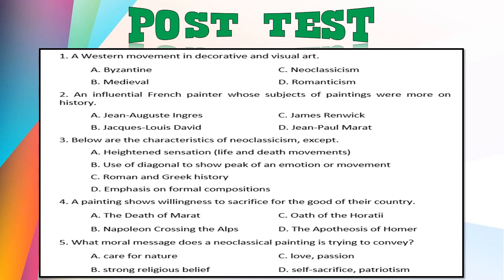Number 4. A painting shows willingness to sacrifice for the good of their country. A. The Death of Marat. B. Napoleon Crossing the Alps. C. Oath of the Horatii. D. The Apotheosis of Homer. And number 5. What moral message is a neoclassical painting trying to convey? A. Care for nature. B. Strong religious belief. C. Love, passion. And D. Self-sacrifice, patriotism. That's all.